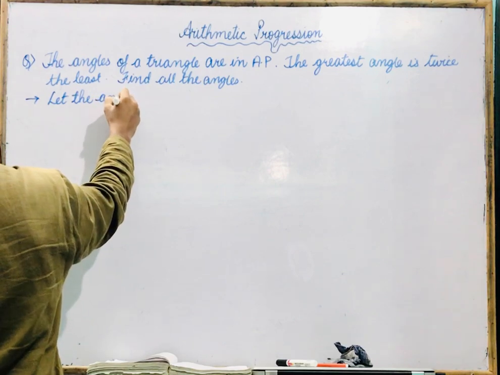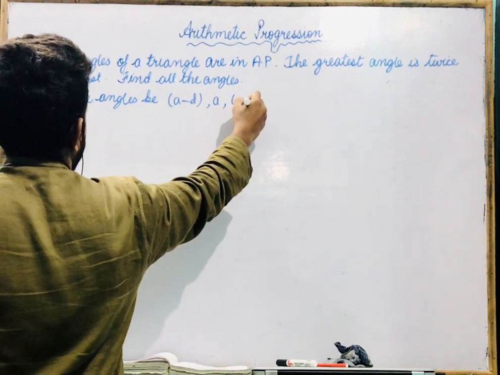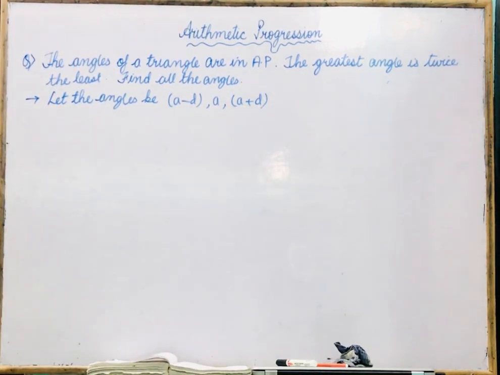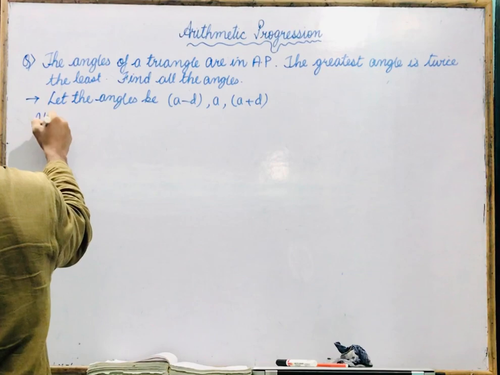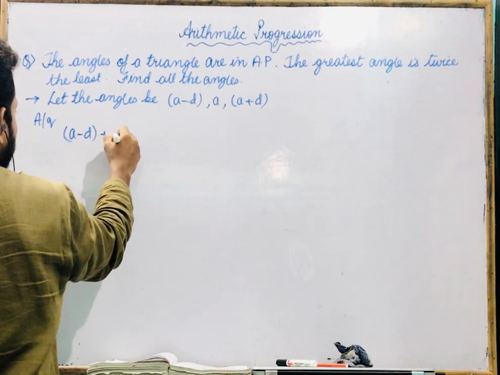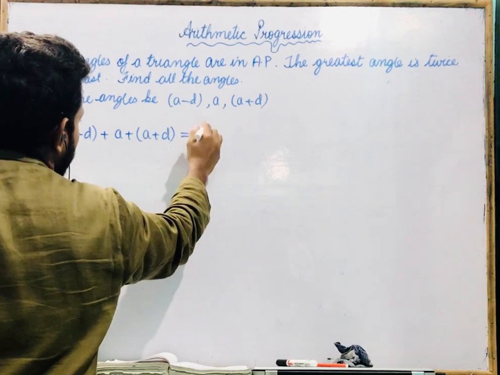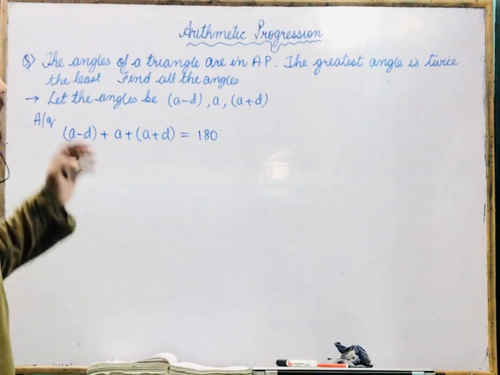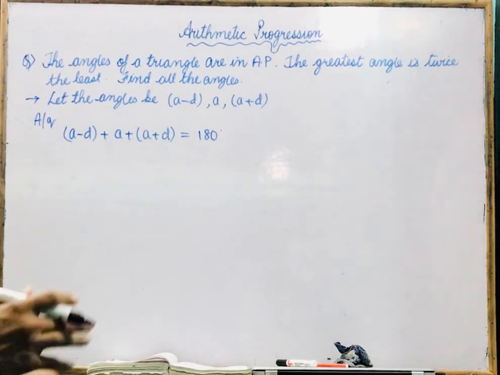Let the angles be A minus D, A and A plus D. So according to the question, what is the universal equation that you know? A minus D plus A plus A plus D, this is equal to 180 or not? ये बता दो हमको. Sum of all angles of a triangle is 180. Do you understand it?